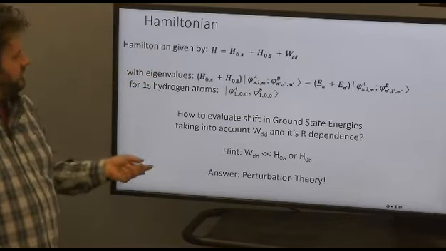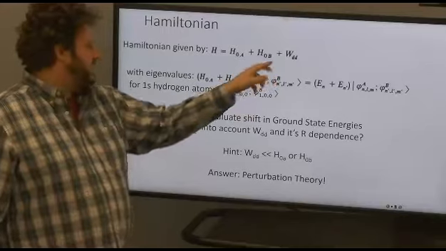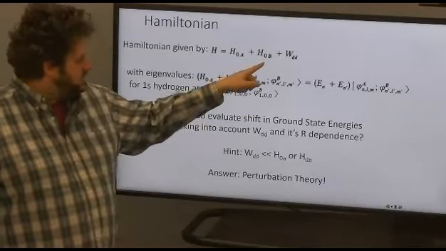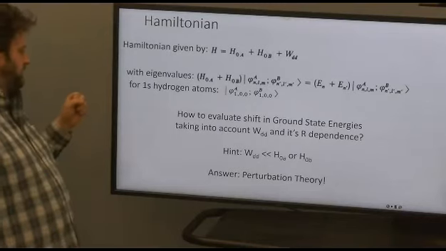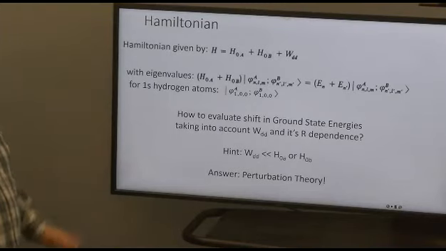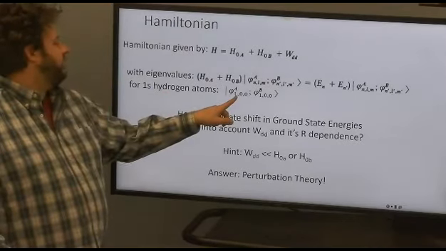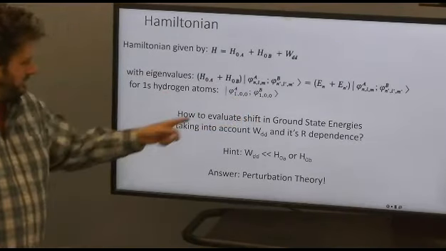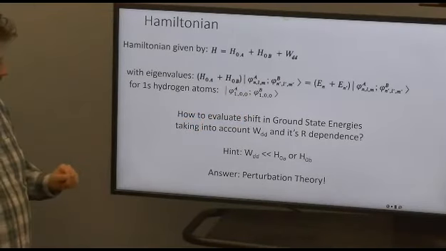So the Hamiltonian of the system, the total energy, is going to be the isolated energy of each of the hydrogen atoms, plus this correction, which we're talking about, the interactions between the two atoms. And so for 1s atoms, we'll make them look like that, right? Where n is 1, and l and m are 0.